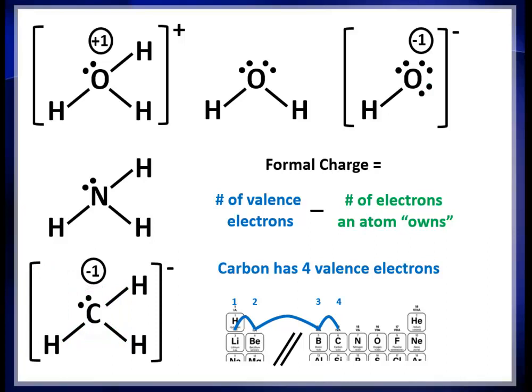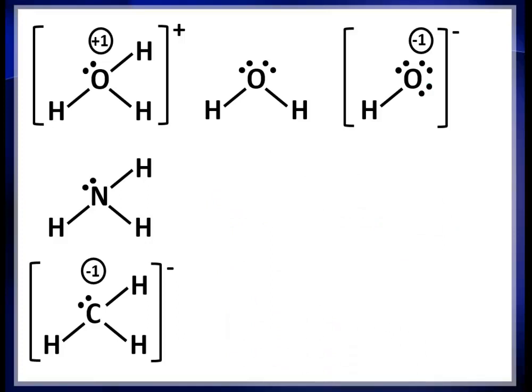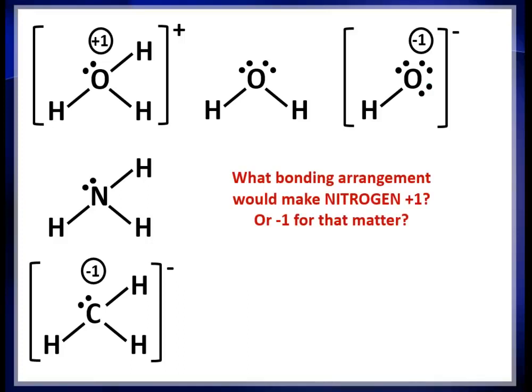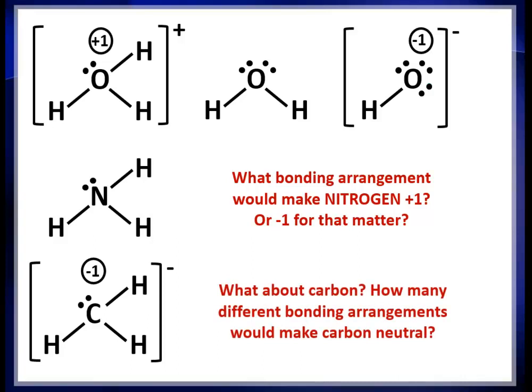That doesn't mean nitrogen will always be neutral or carbon will always be -1. There are plenty of cases where nitrogen exists in a bonding arrangement where it is formally +1. In other cases, as the number of owned electrons varies, nitrogen can have a formal charge of -1. Carbon as well has many different bonding arrangements where it can have a formal charge of -1, 0, or +1. What would those look like? How could we double check the formal charge with a calculation?